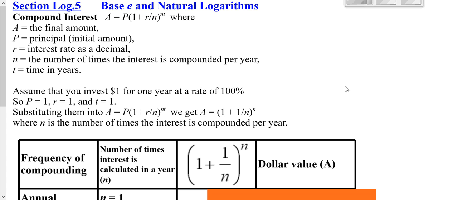So suppose we did a very unique situation. Suppose we invested $1, which would be your P, for 1 year, so that means T is 1. And we're going to invest it at 100% interest rate. So that means R as a decimal would be 1.00. So if we plug in 1 for P, 1 for R, 1 for T, we end up getting this.